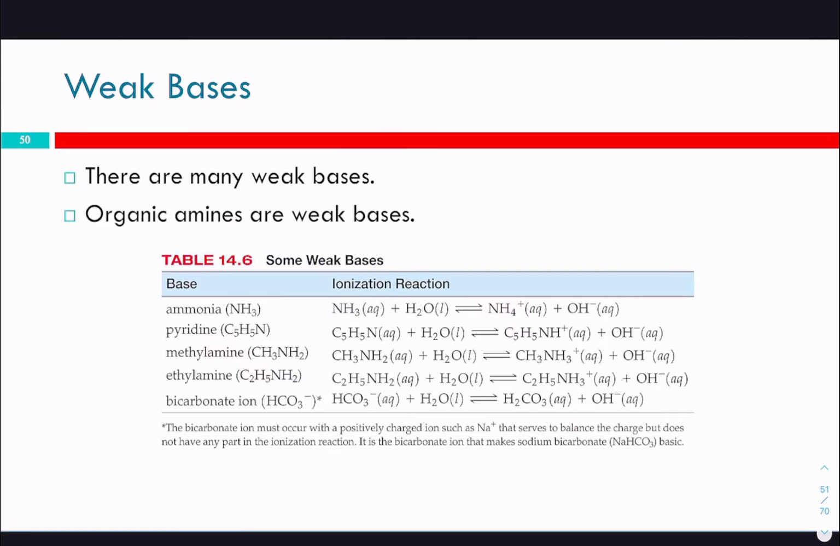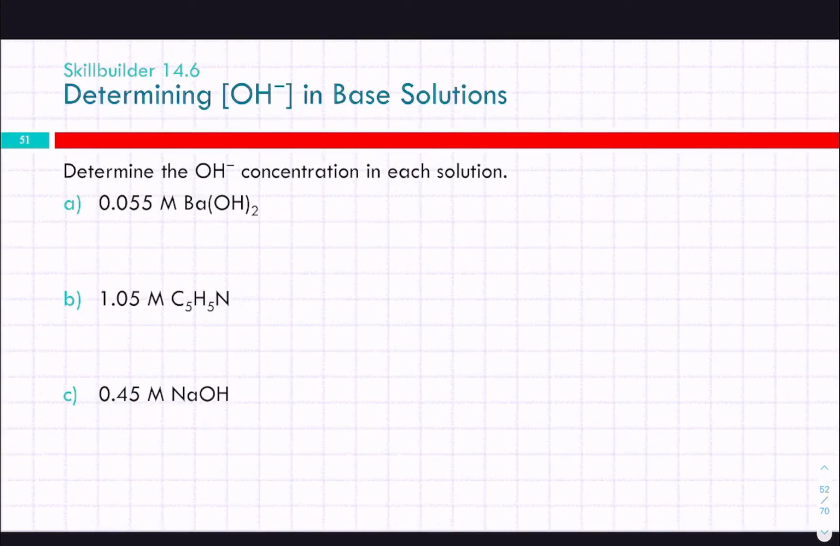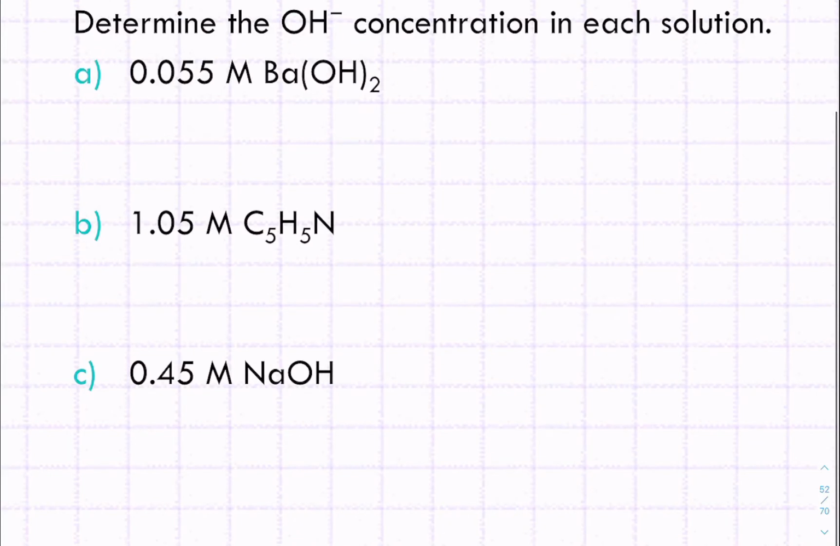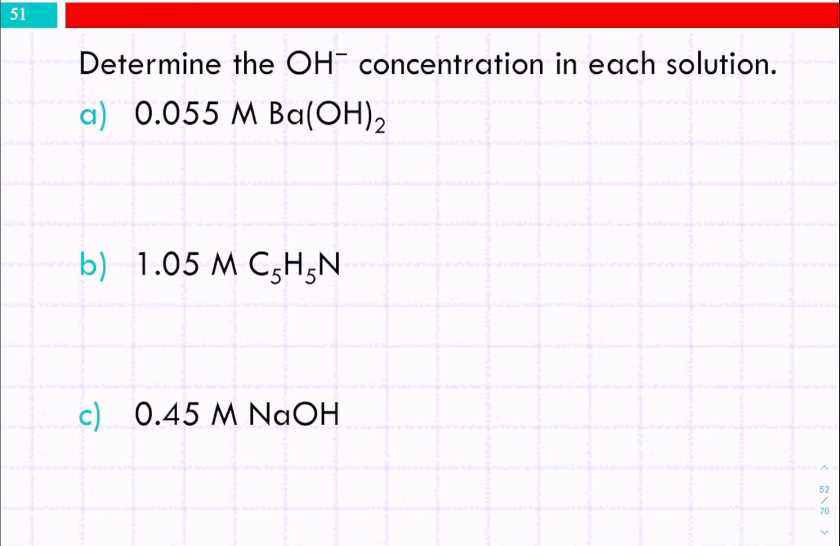I won't bother naming all these. But a lot of these weak bases are compounds that have a nitrogen in them, and that nitrogen ends up picking up the proton. So in pyridine, nitrogen picks up a proton to make that positive charge and creates hydroxide behind it. All right, so the same rules for strong acids and weak acids apply for strong bases and weak bases.